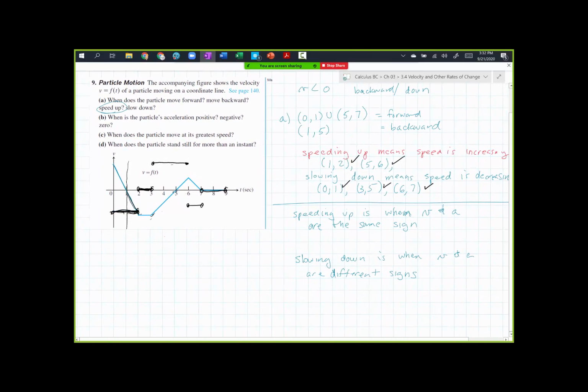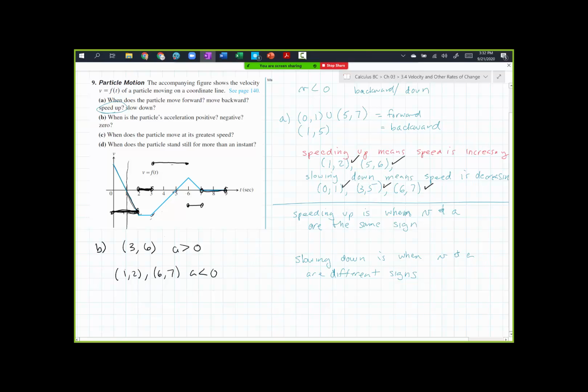In part B, I think we've answered a lot of these questions already. When is the acceleration positive? It's positive on the interval from 3 to 6. Where is the acceleration negative? That looks like on the interval from 1 to 2, and on the interval from 6 to 7.